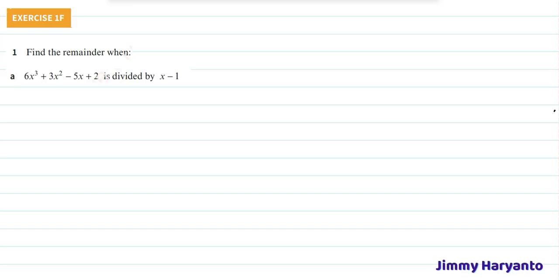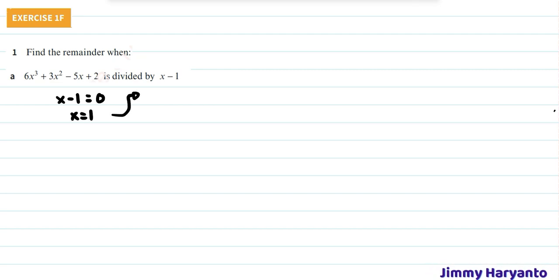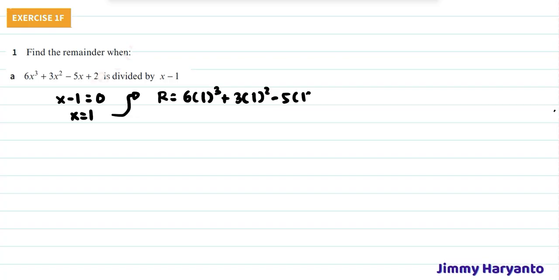Next is exercise 1F, question 1, find the remainder. The question said you have to find the remainder. That means you can use Horner or you can use the remainder theorem. For this one, I will use the remainder theorem. The remainder theorem says find the value of x from the divisor and then input it into the polynomial. You'll have the remainder. So remainder equals 6 times 1 to the power of 3 plus 3 times 1 squared minus 5 times 1 and then plus 2, and the answer is 6. So the remainder for this question is 6.